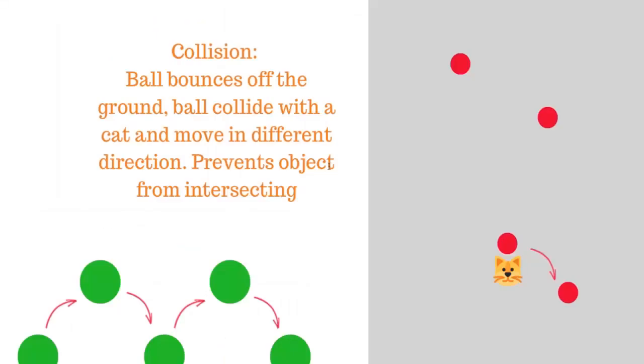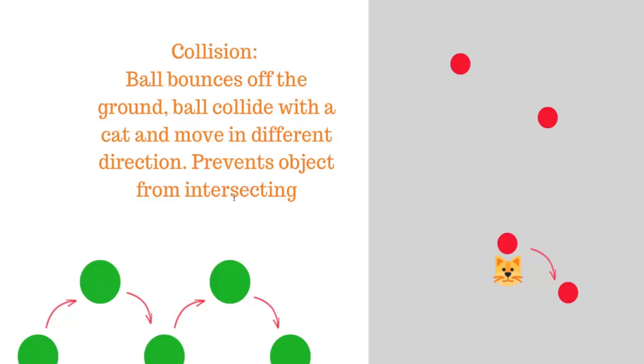I've created these basic diagrams just to explain the difference between collision and contact. If you think about a ball, for example, this green ball here, you can see that when this ball touches the ground, it bounces off and it continues to bounce. So this is a collision. So a ball bouncing off the ground is a collision. When the ball collides with a cat and moves in a different direction, that is a collision. A collision prevents objects from intersecting.